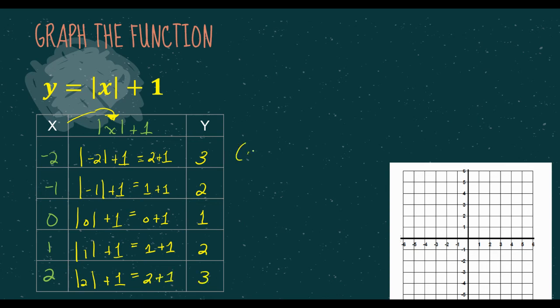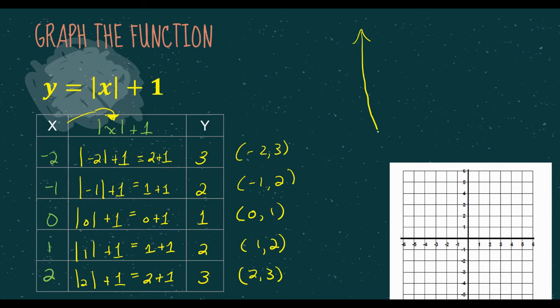So there's your dots that you need to graph for that one. Negative 2, 3, negative 1, 2, 0, 1, 1, 2, and 2, 3. So go ahead and draw yourself a grid and graph those points.